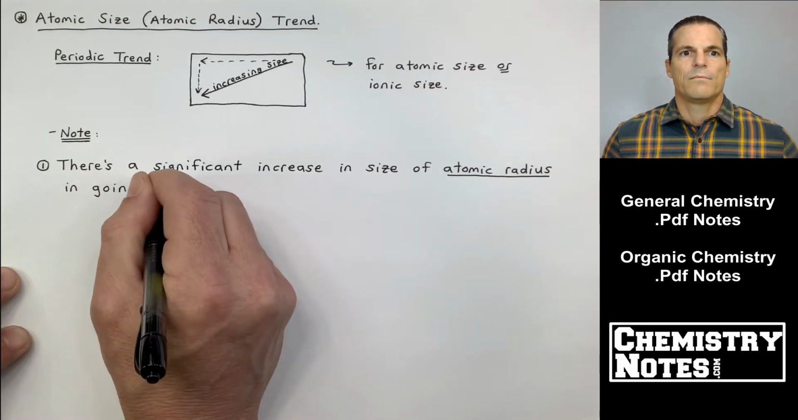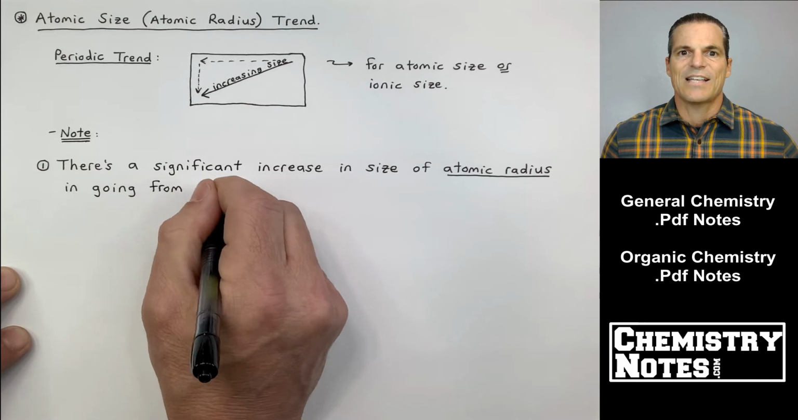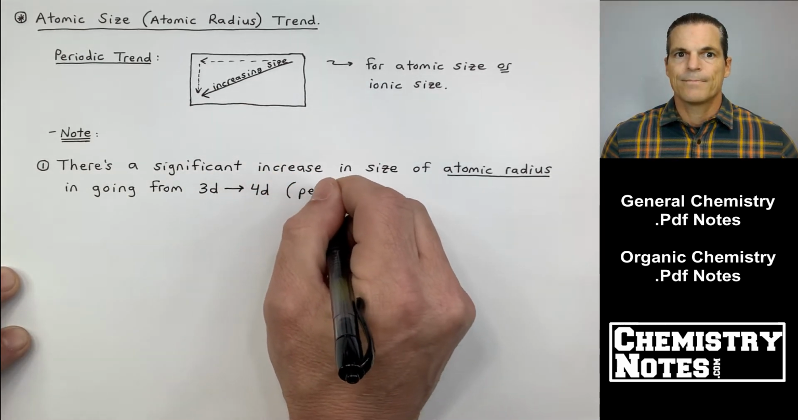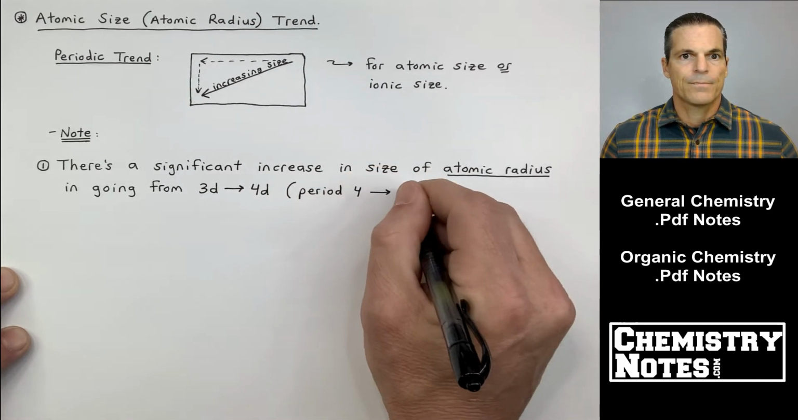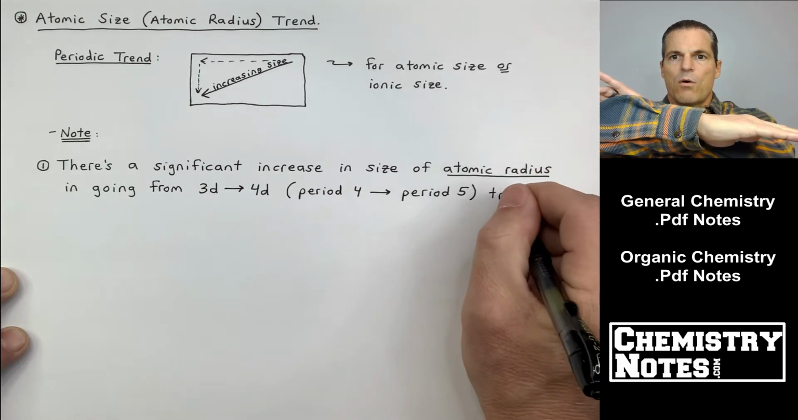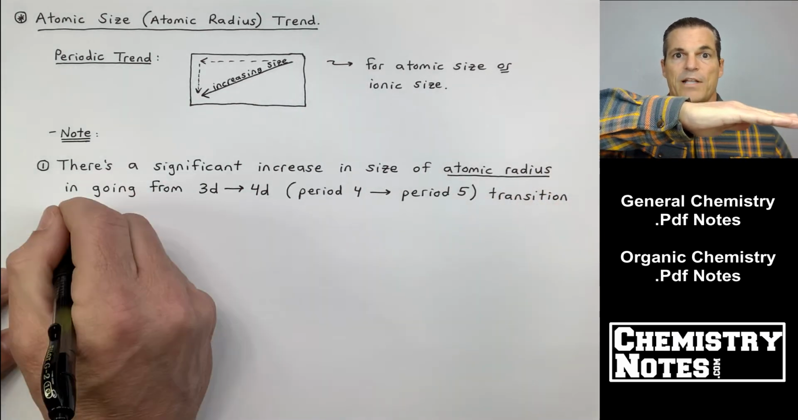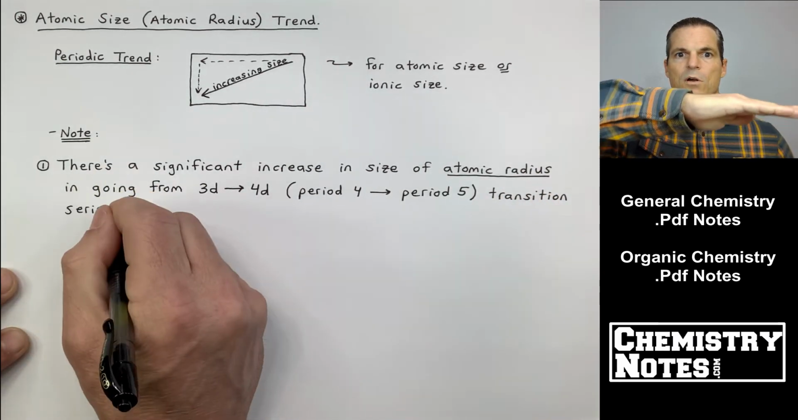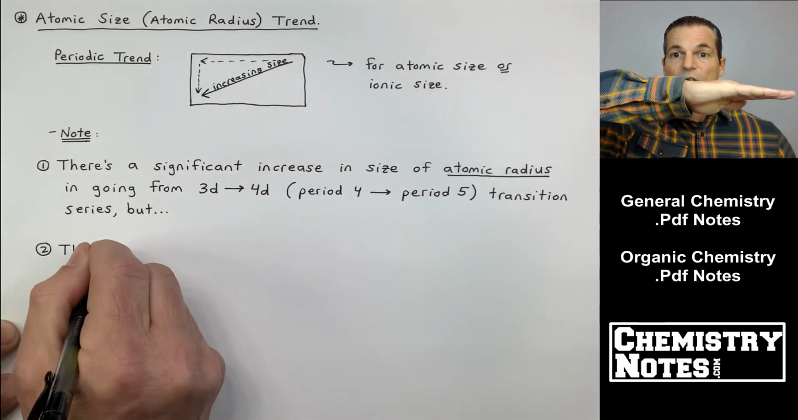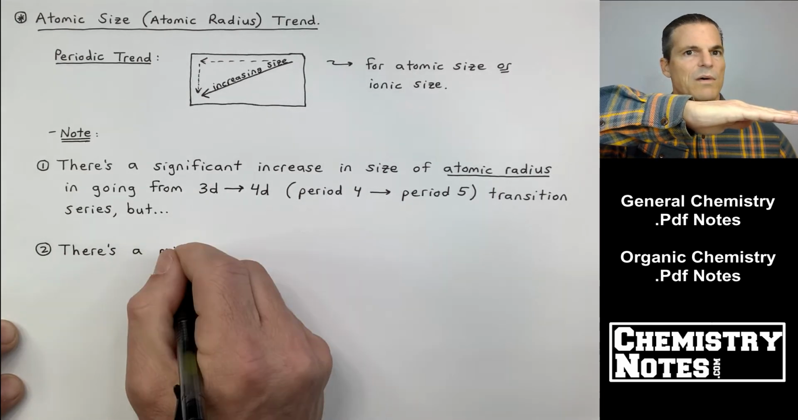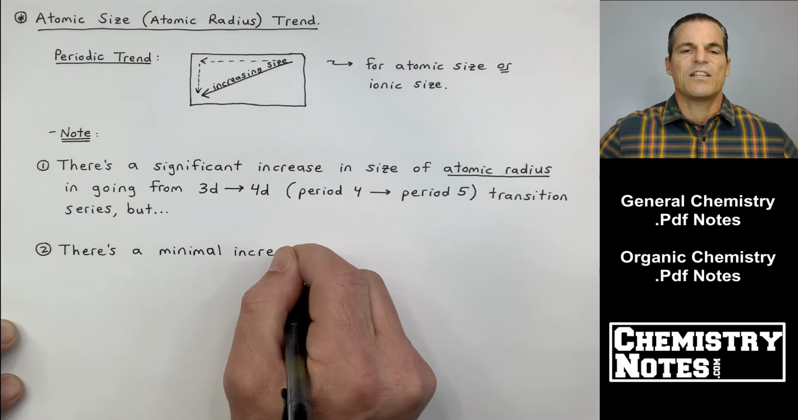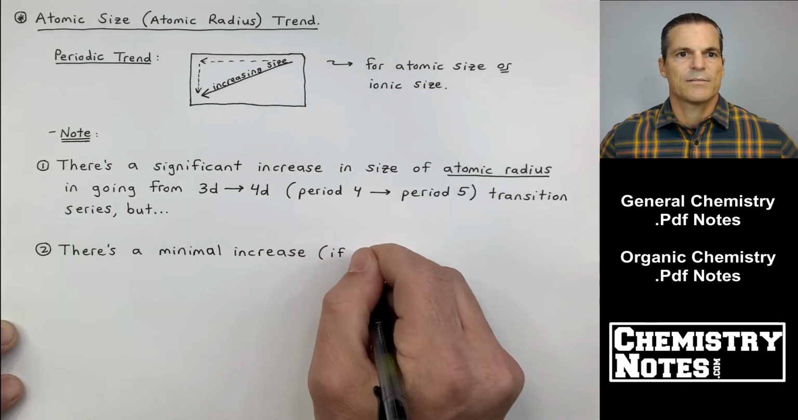Note number 1, there's a significant increase in size of atomic radius in going from the 3D, that's period 4, right? 3D is period 4. Period 4 is the first time you go all the way right to left across the periodic table. That's when you have the 3D. So going from period 4 down to period 5, in other words, 3D, remember that D's are always one behind the period number? 3D to 4D, there's a significant increase in size of atomic radius.